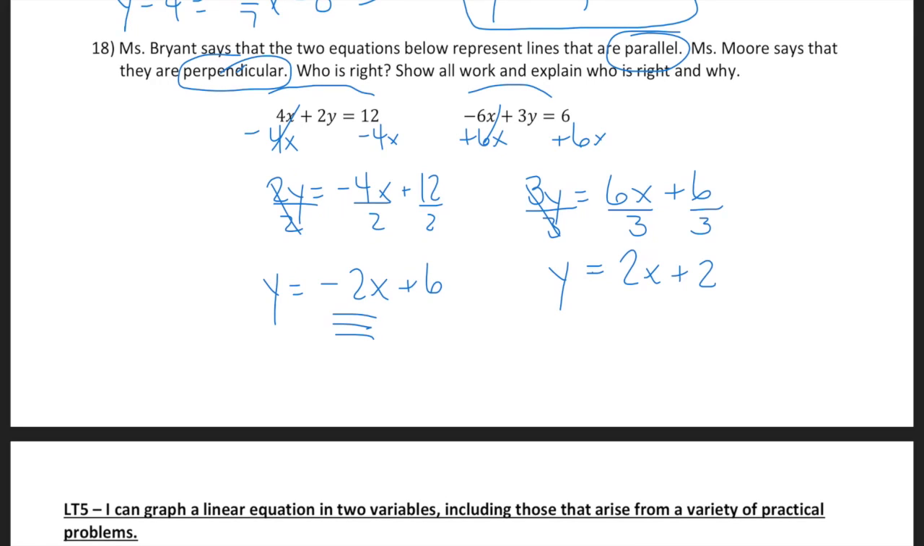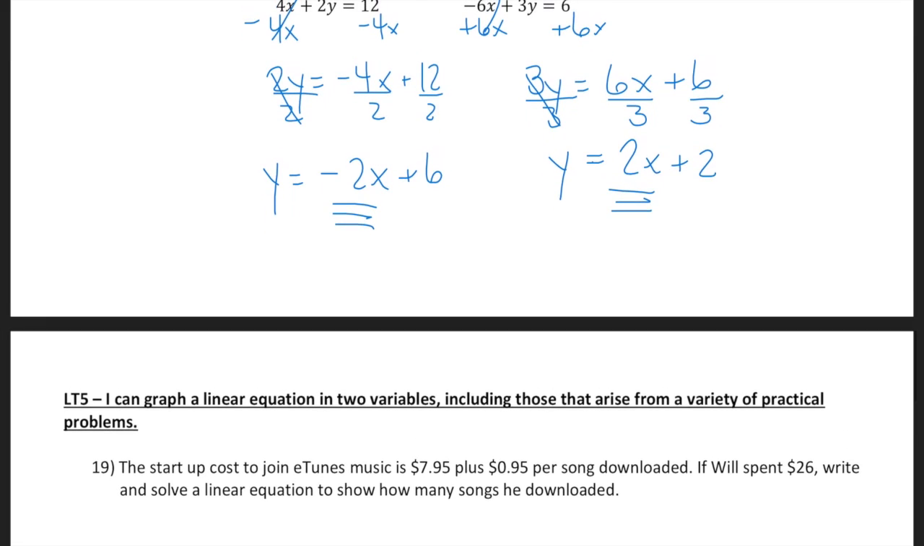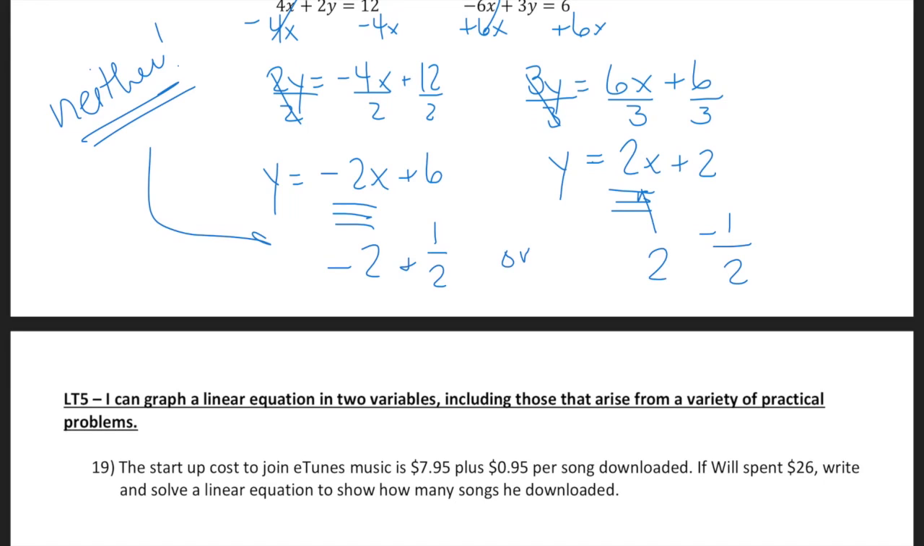Who's right? Well, one equation has a slope of negative 2. The other equation has a slope of positive 2. Guess what? Neither of them are right. Because in order for the lines to be parallel, they'd have to have the same slope, which they don't. In order to have the lines be perpendicular, they have to have negative reciprocal slopes, which they don't. They would have to be negative 2 and positive 1/2, or positive 2 and negative 1/2. So neither one of them is right. And that is the reason why.